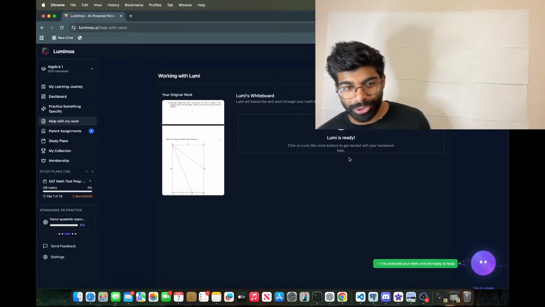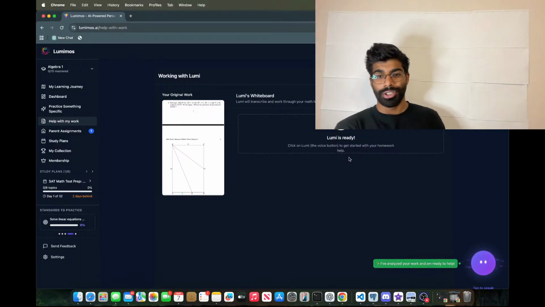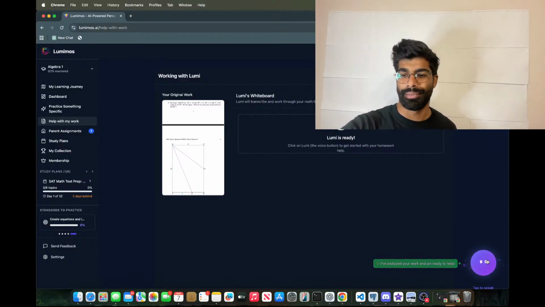So it looks like Lumi is ready with our work. We're going to see if Lumi can recreate this diagram and help us solve it. So let's see.